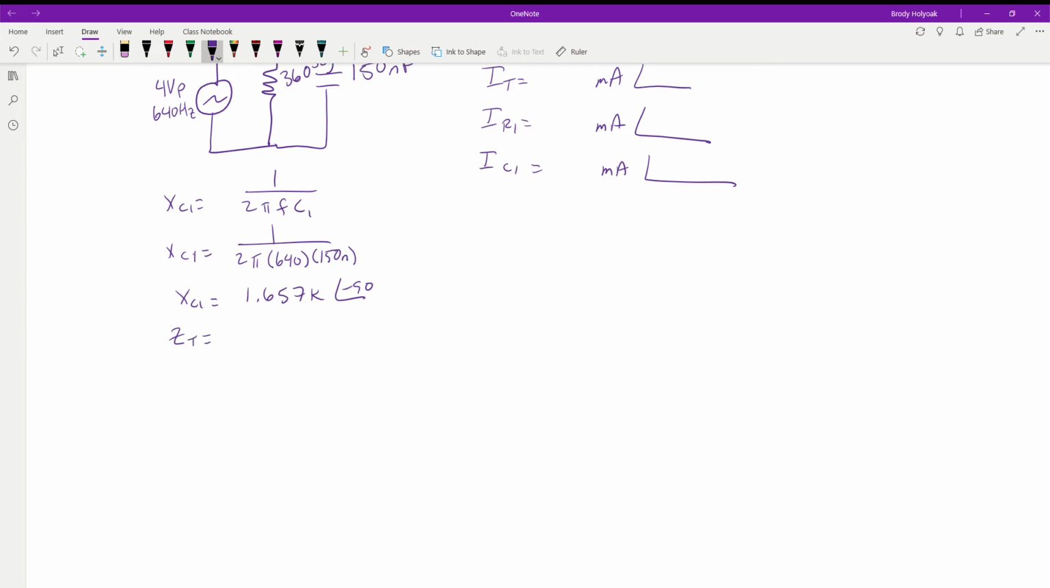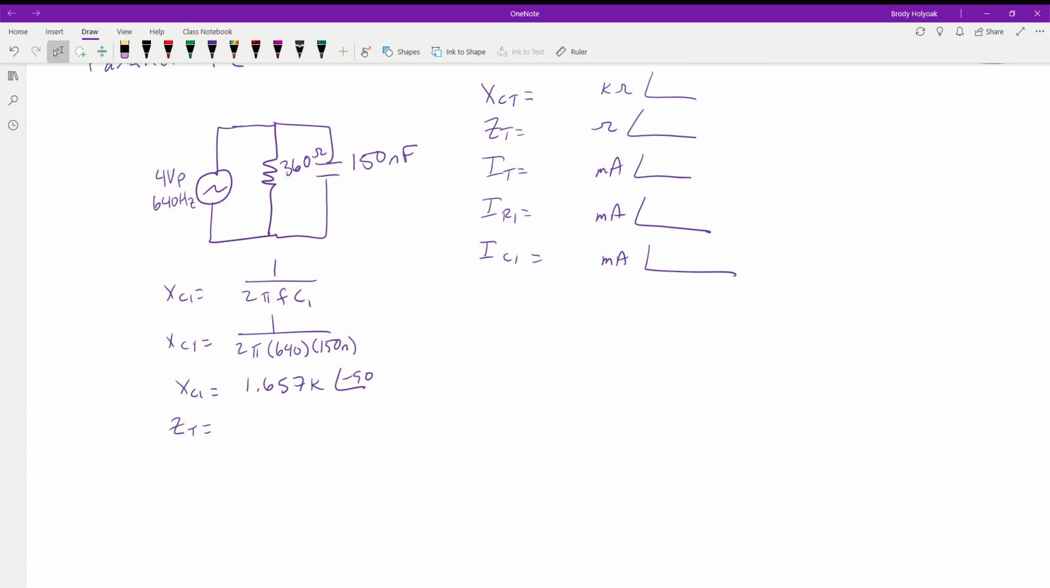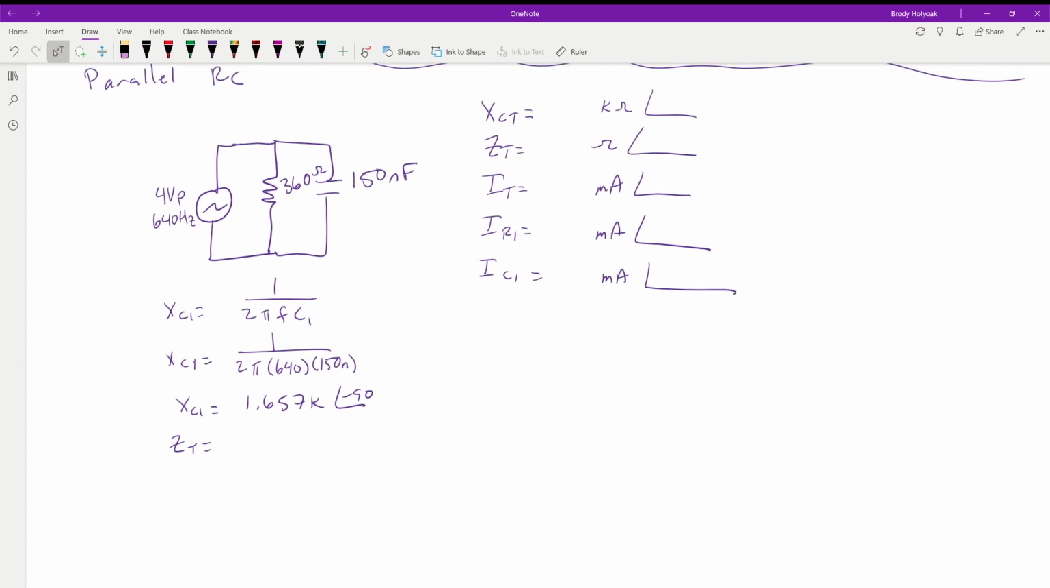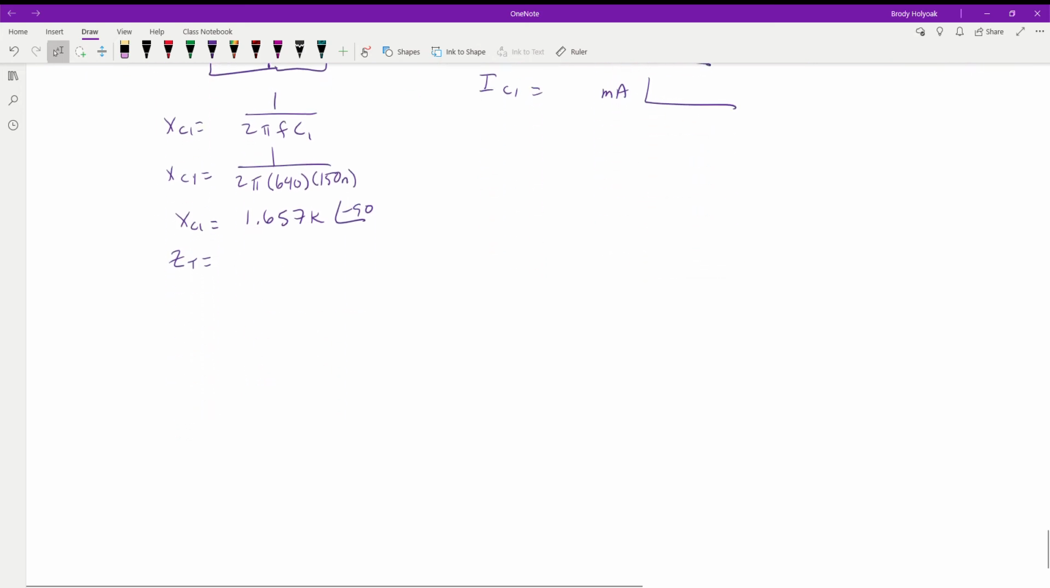Again, we have a parallel circuit. Since we have a parallel circuit, we're going to use the reciprocal rule and solve using our reactance and our resistance, just like we would if there were 2 capacitors or 2 resistors. It's going to take a little more work because we have to do more conversions back and forth, but it's not that bad.